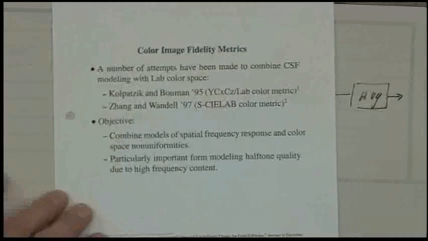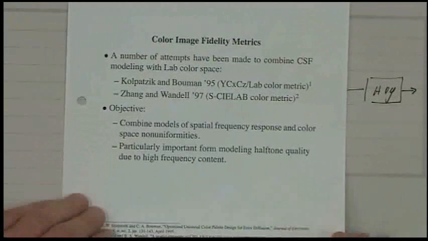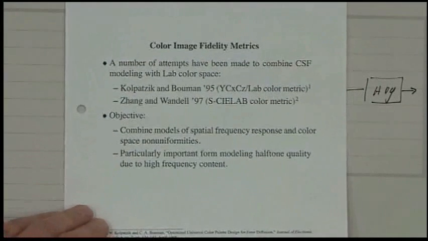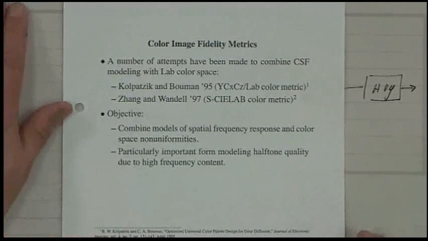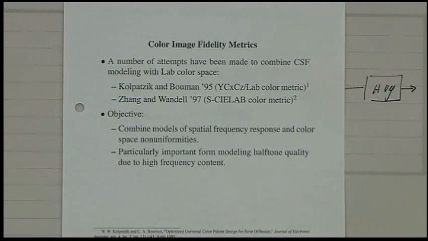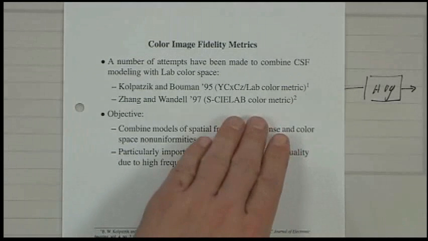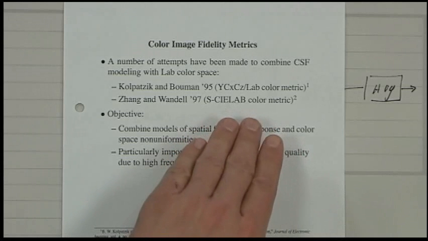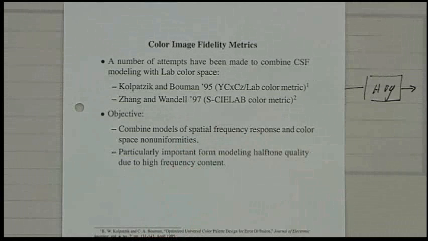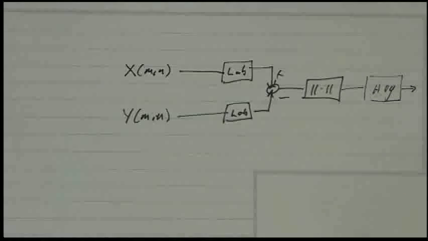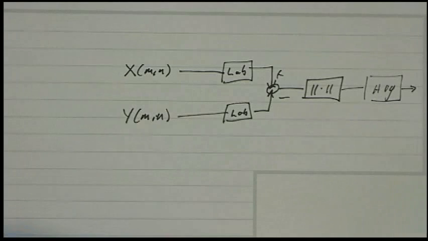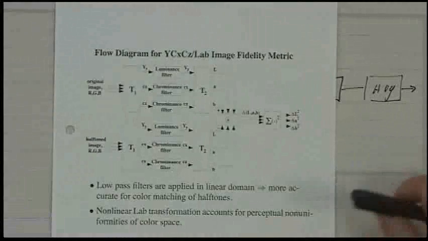So with color fidelity metrics, there are some simple things that can be done short of perfection. Basically the idea is to try to incorporate some spatial frequency response modeling along with LAB modeling and merge them together in an overall system. There have been a variety of attempts to do that, but the basic idea is this. Let me just show the flow diagram.